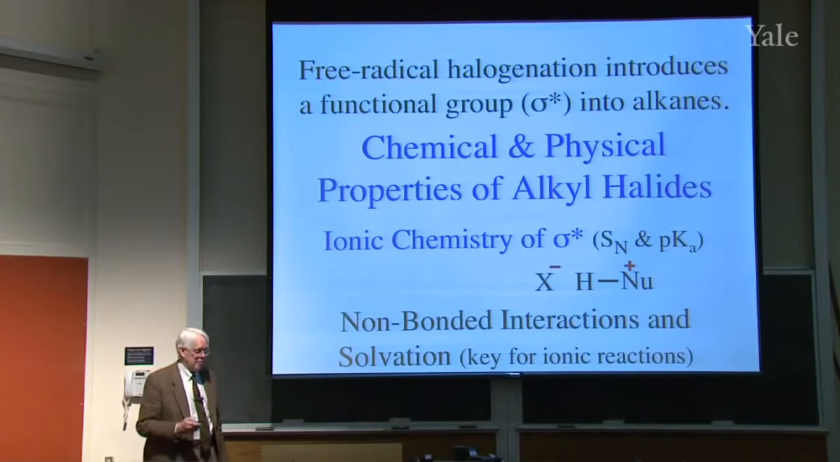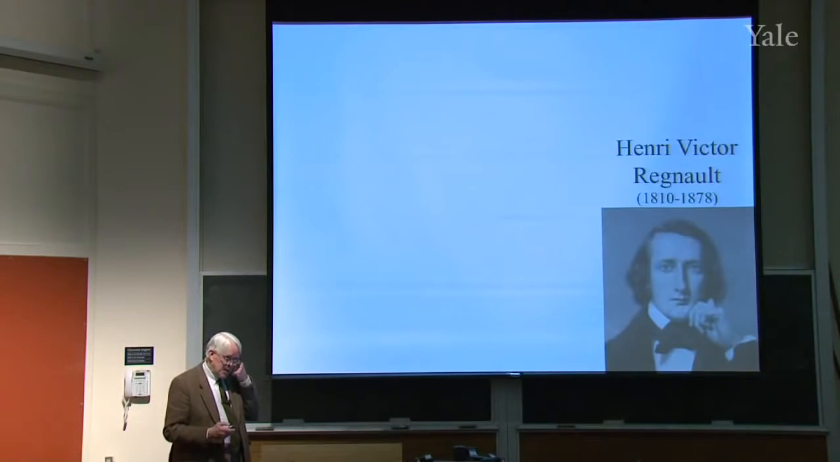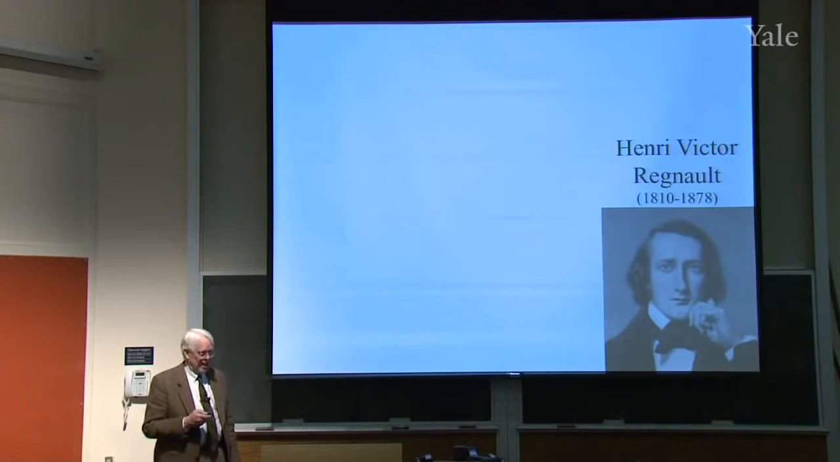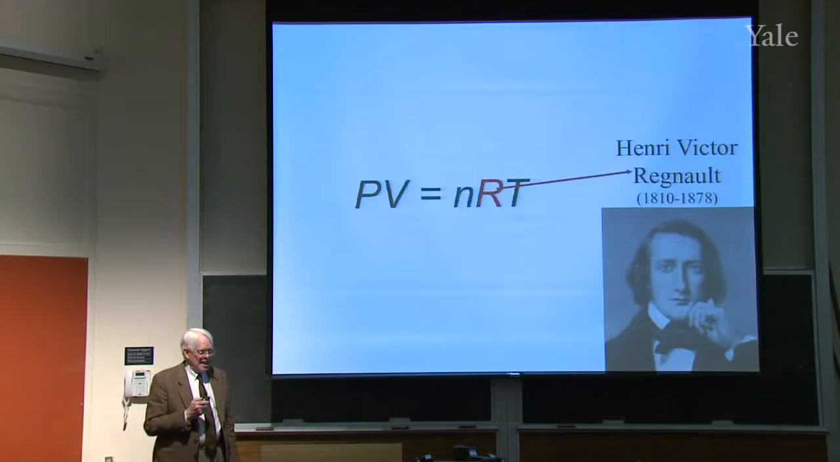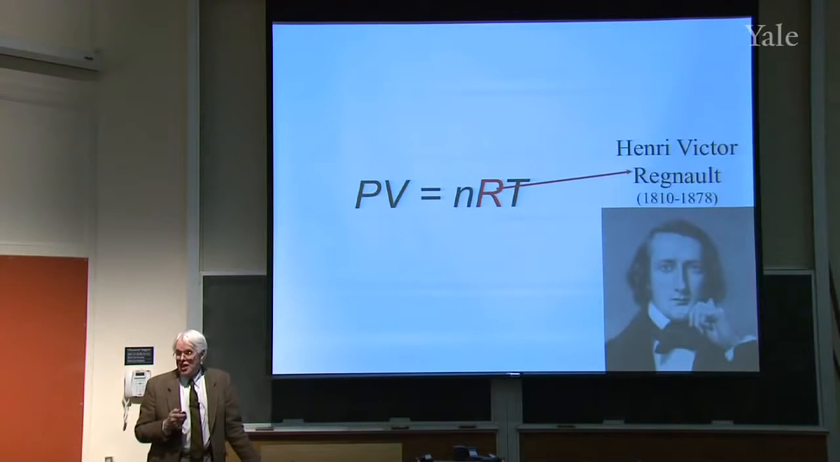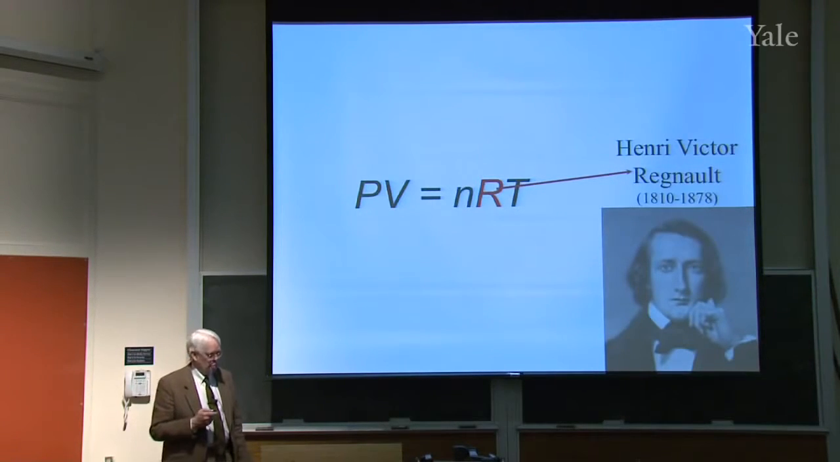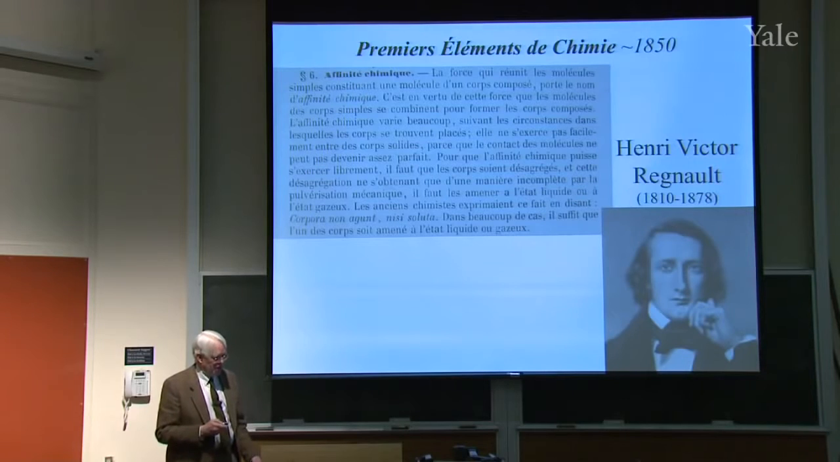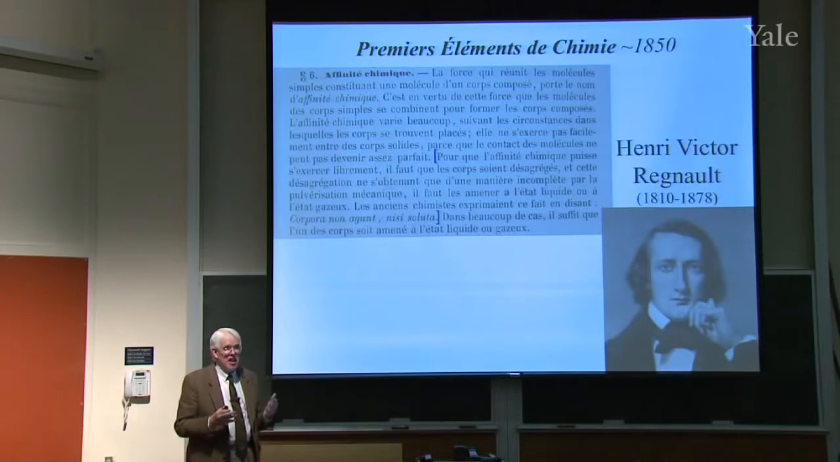Okay? Now this is Henri-Victor Regnault, who lived, as you see, in the middle of the 19th century. And you know the first letter of his last name because that's where the R comes from. It stands for Regnault because he did a lot of thermodynamic stuff. So PV equals nRT is this man. Now in 1850 he wrote a book, The First Elements of Chemistry, and there's one passage about chemical affinity here that I think is worth looking at.